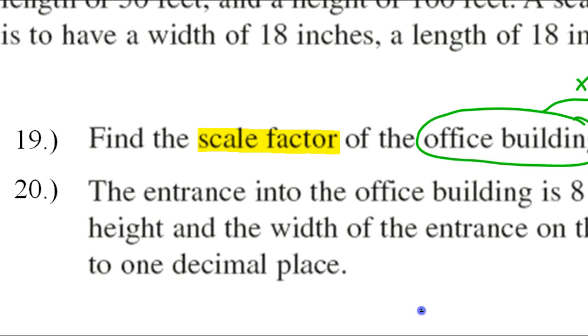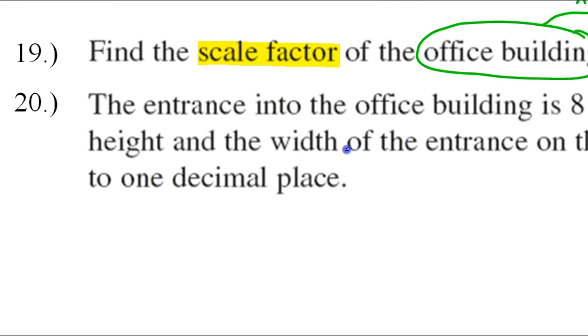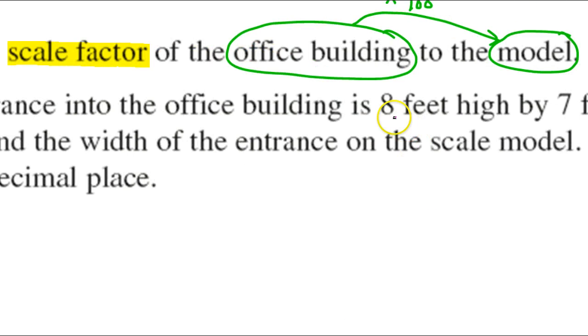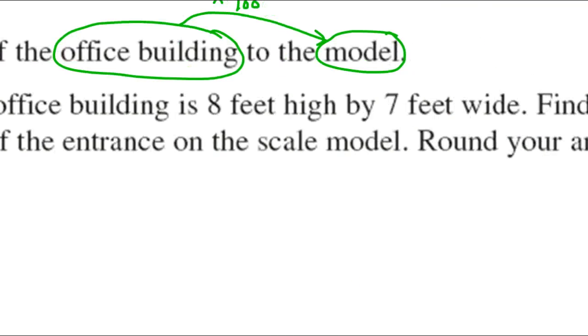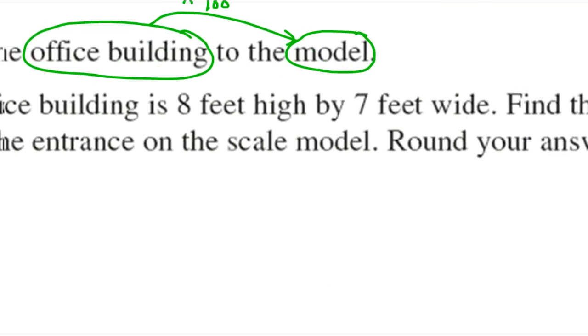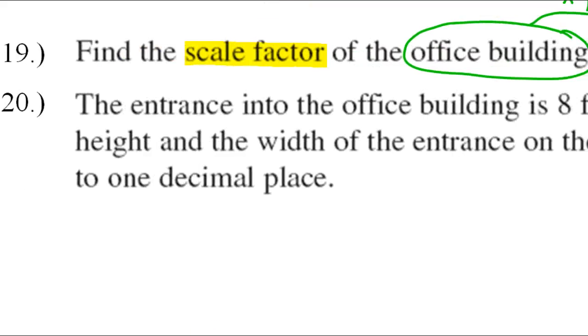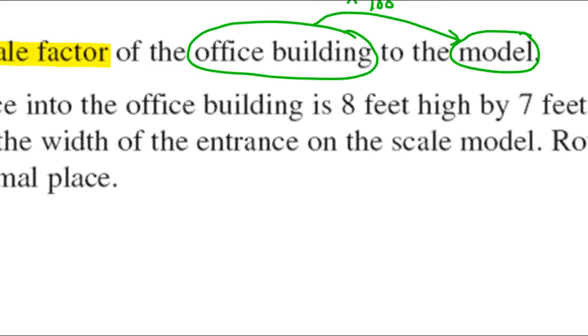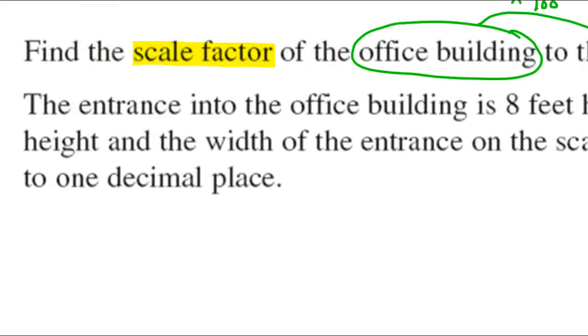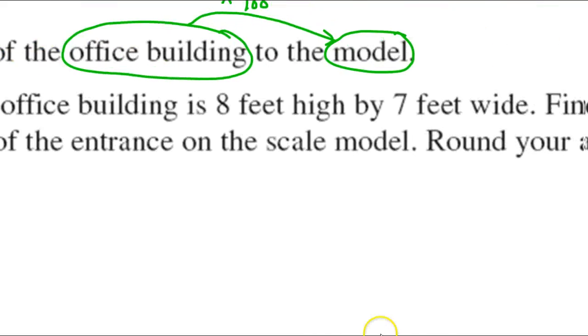All right, so there's only one more. The entrance into the office building is 8 feet high by 7 feet wide. All right, 8 by 7. Find the height and width of the entrance on the scale model. Round your answer to 1 decimal place.